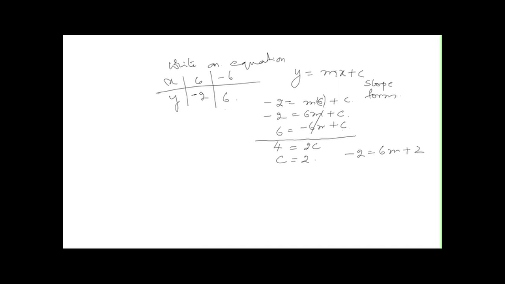Minus 2 by 3. Minus 2 by 3, ma'am. Minus 2 is 6m, not 0. 6m is minus 4, so m is minus 4 by 6, which is minus 2 by 3. Now we got this equation. Substitute: y is equal to minus 2 by 3 x plus 2.